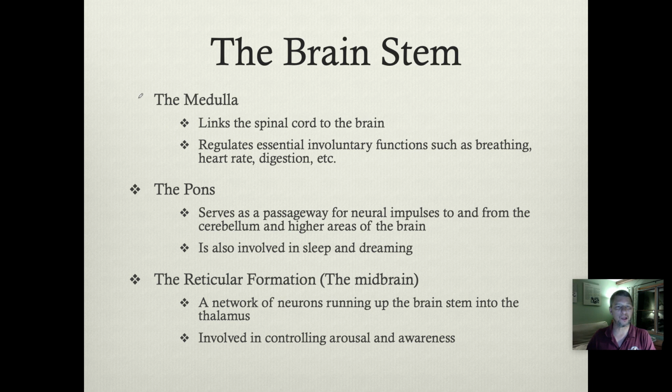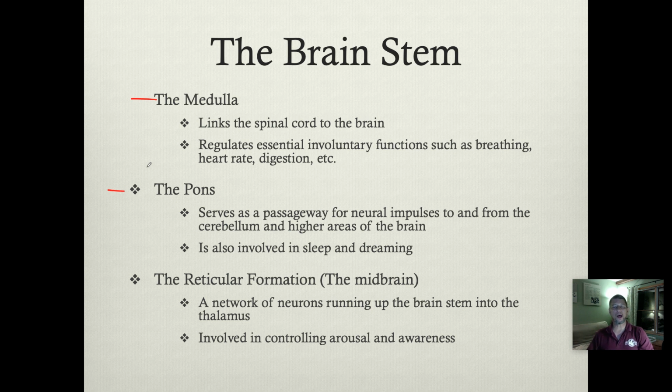The first is the medulla, and this is the area of the brain that connects the brain to the spinal cord. This is essentially the most important aspect of the brain because it is responsible for regulating all of the involuntary things that your body does, that your brain controls. And this includes things like breathing, heart rate, and digestion. All stuff that you don't think about. There's no conscious effort that goes into digesting your food or beating your heart. You don't think about this at all. It's all automatic.